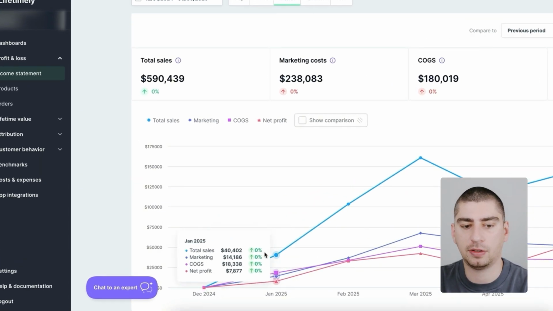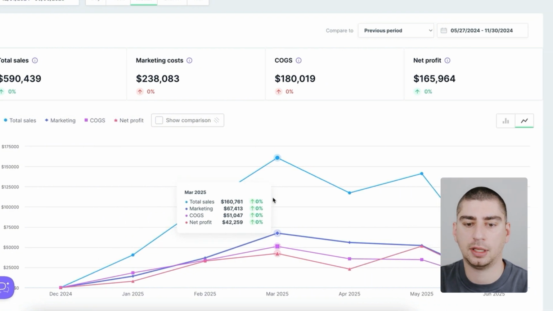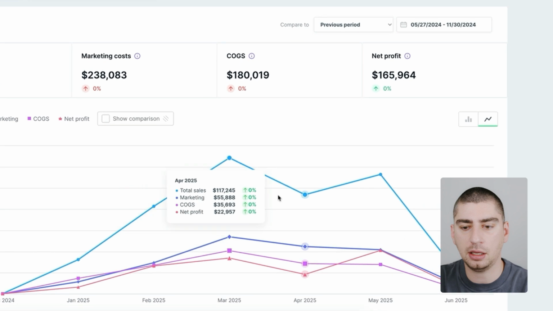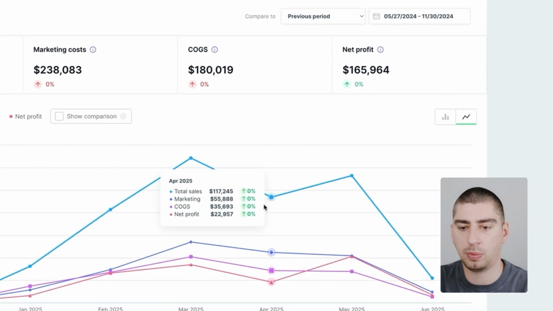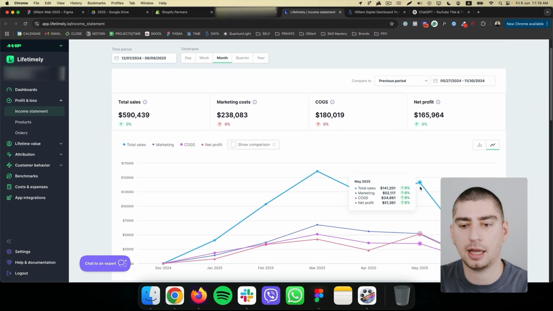In January, we made 40,000 in sales, 8,000 in profit. In February, we did 100,000 in revenue with 32,000 in profit. In the next month, we are still scaling: 160,000 in revenue with 42,000 in profit. And then basically our revenue and profitability dropped massively before we doubled it again and scaled to 141,000 with 51,000 in profit. This is the month in which we made the highest profit margin and the highest net profit.